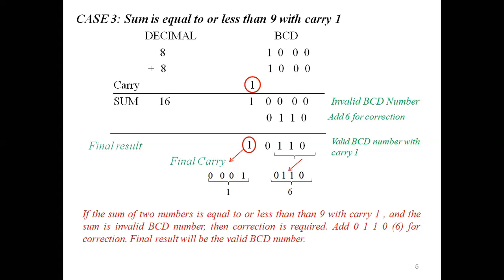This 8 plus 8. So 8 plus 8 తీసుకున్న ఏమవుతుందండి? 16. So 16 is not a correct BCD value. Why? Because we got the 16 here. 16 అంటే ఏమొచ్చిందండి? 0 0 0 1 0 0 0 0. So we have to add plus 6. So plus 6 యాడ్ చేస్తే we will get the correct BCD number, that is 0 0 1 1 and 0 1 1 0 is nothing but 6.